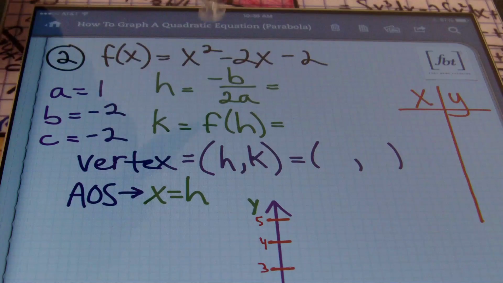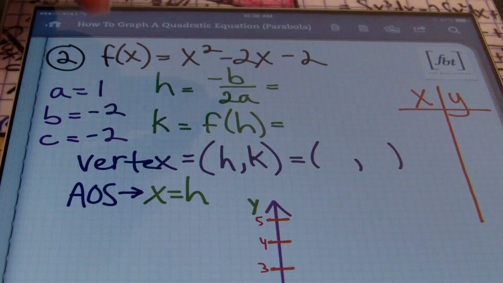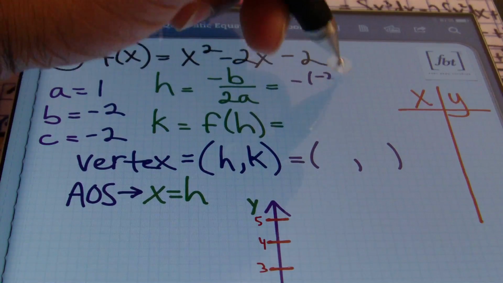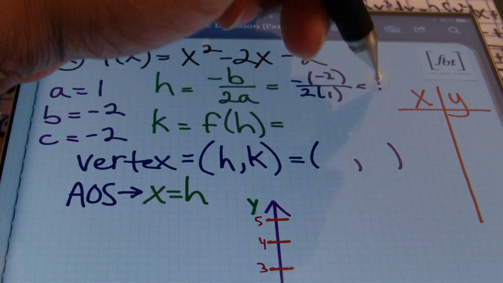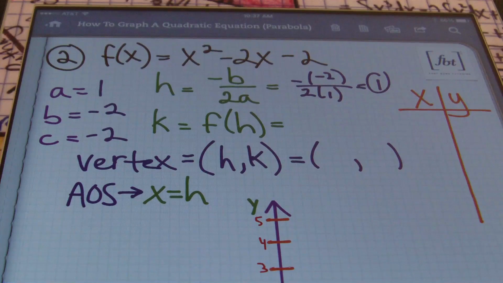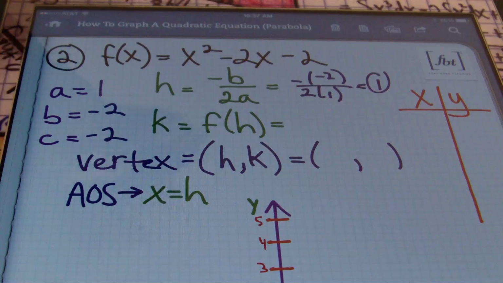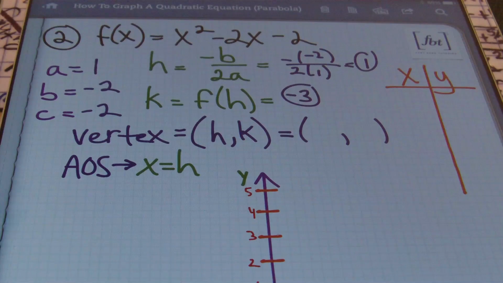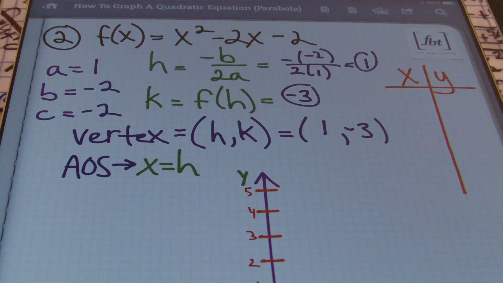Plugging in those values, that a and b, into our h formula here in order to find out the x value of the vertex, we'll end up with -2 over 2 times 1, and this will give us a value of +1 for our h value. All right, then to find out what the k value is, you simply plug in 1 into your original equation. So I know that 1 squared is 1, minus 2 is going to give me -1, and then -1 minus 2 gives me a value of -3. So that means that my hk is going to be 1, -3. So this is going to be the vertex, ladies and gentlemen, all right?